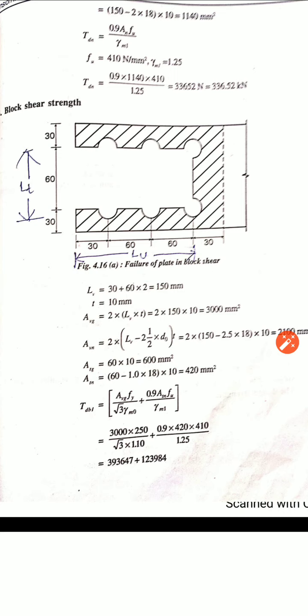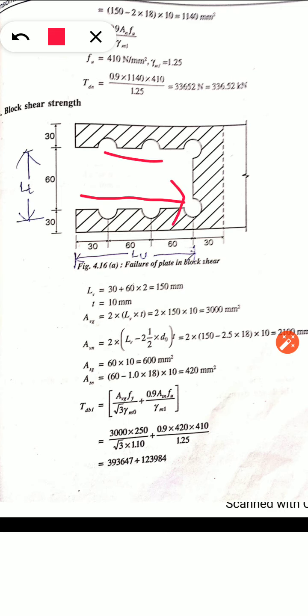LV is the edge distance plus pitch distance. If you count 30 plus 60 plus 60, LV is 150, into T. T is the thickness of the plate, 10 mm. So what is this 2? Shearing is taking place on two sides. This is 1 and this is 2. So the area of the rectangle is LV into T, and with shearing on two sides, AVG is equal to 2 into LV into T. So we got 3000 mm square. This is the gross area.